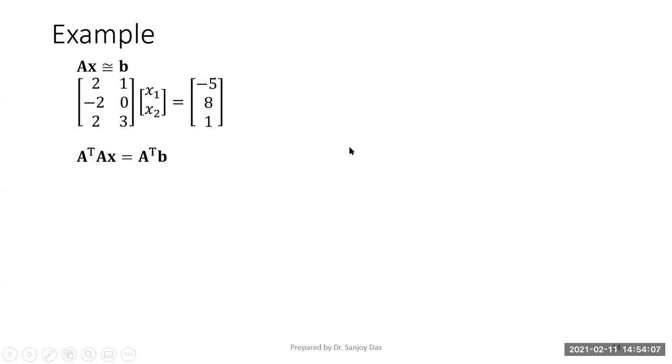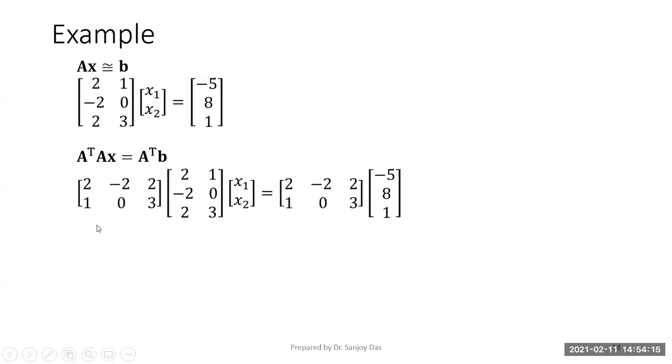QR decomposition. Now here's an example. AX is approximately equal to B. We want to solve this. Here's a little example. We have two variables, x1 and x2, and we have three equations to solve. What we do is, this is my matrix A, right? Pre-multiplying both sides with A transpose, this is what I have.